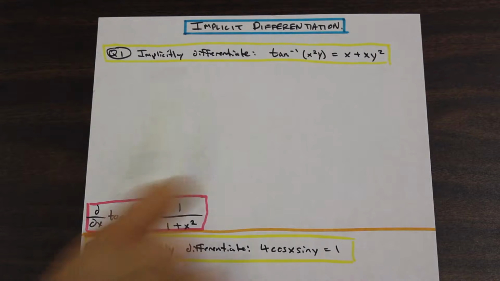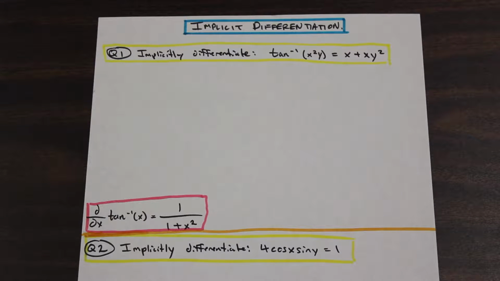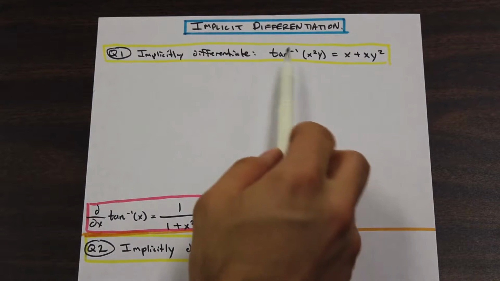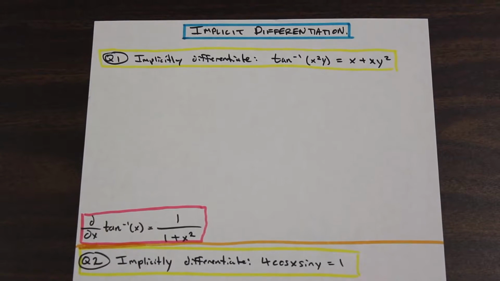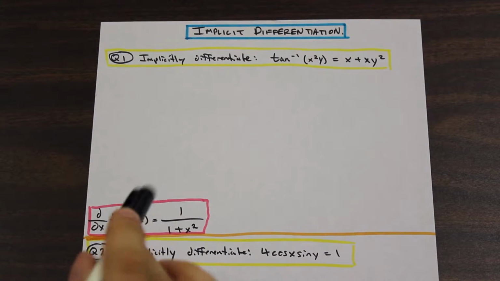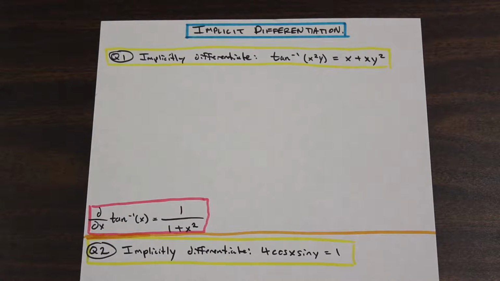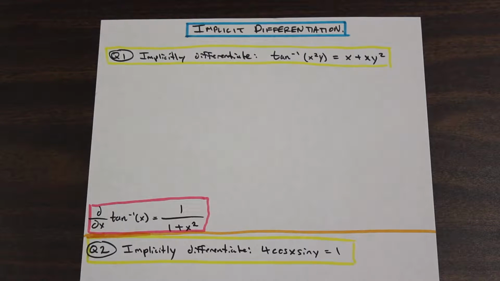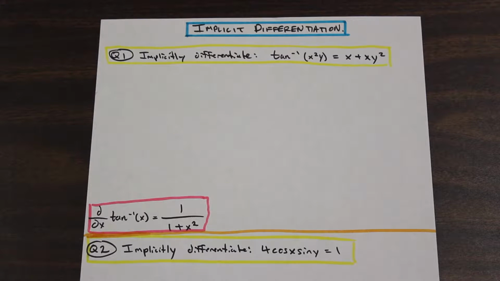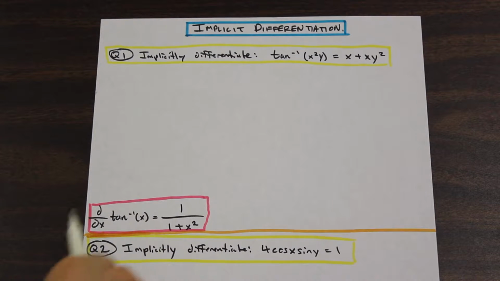Let's take a look at the first question. We have: implicitly differentiate tan inverse of x squared y equals x plus xy squared. This is the same thing as arctan or inverse tan. Don't get it confused with 1 over tan, because those are different things. That's cotangent. What I've done down here in the pink is write the rule for the derivative of the inverse function tan inverse. d by dx of tan inverse x is equal to 1 over 1 plus x squared. That is the rule for this particular inverse function.